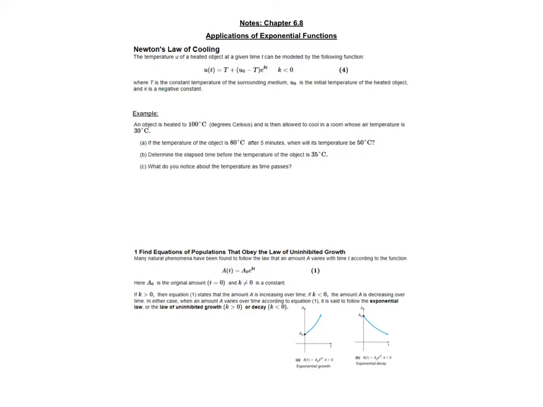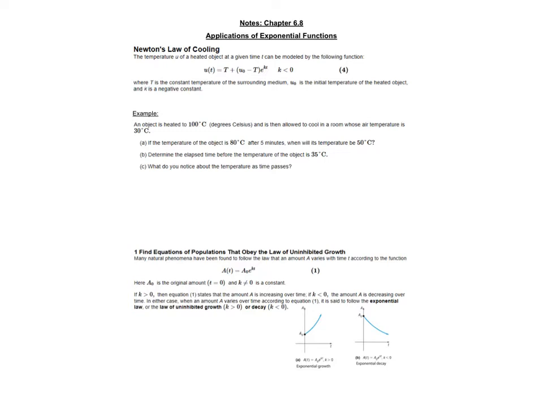Here it says an object is heated to 100 degrees Celsius and is then allowed to cool in a room whose air temperature is 30 degrees Celsius. The first question says, if the temperature of the object is 80 degrees Celsius after 5 minutes, when will its temperature be 50 degrees Celsius? So let's try to label what we know, try to figure out what we can plug into our equation, and then go from there.